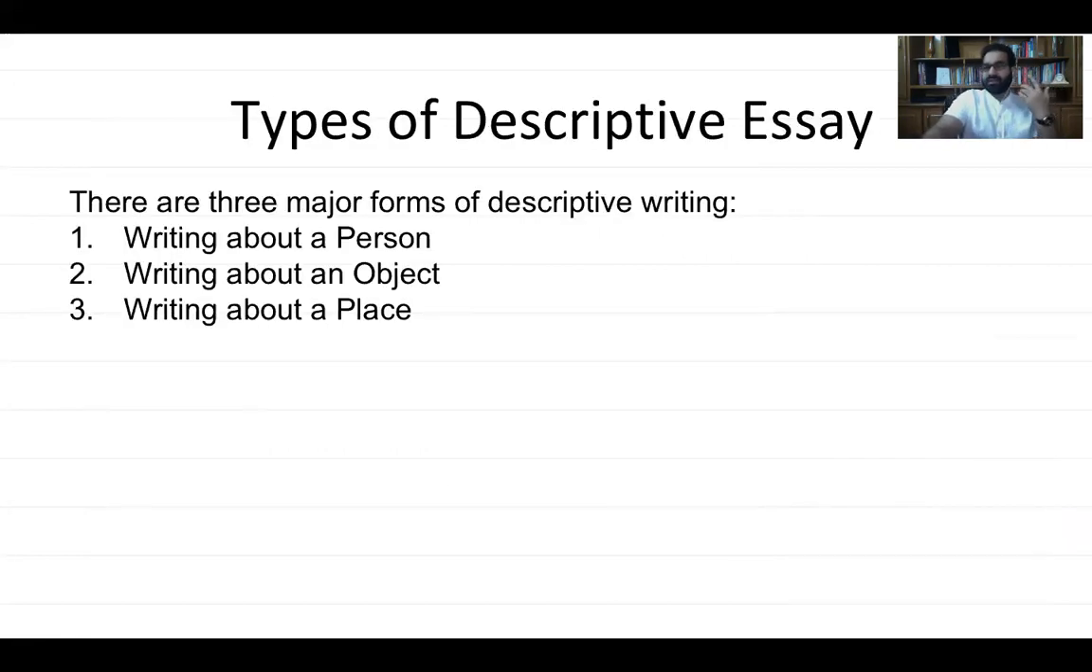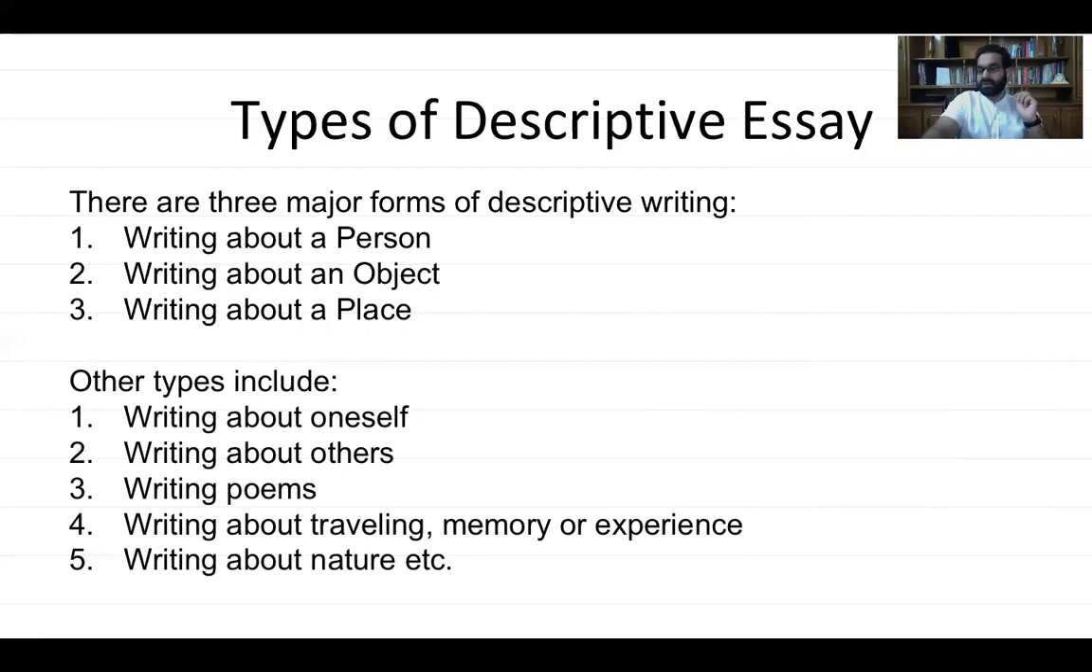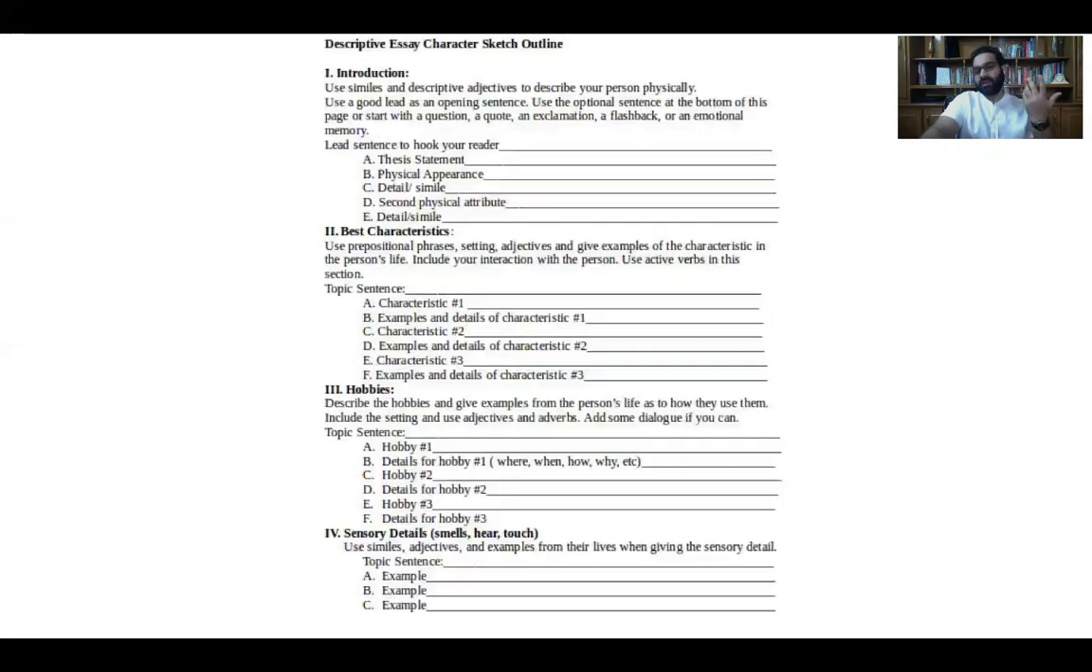There are three major forms of descriptive writing: writing about a person, writing about an object, and writing about a place, as we got to know from the examples down here. Other types include writing about oneself, writing about others, writing about poems, writing about traveling, memory or experience, and writing about nature. So these are the different types of descriptive essay. Now, how to write a descriptive essay? This is basically a sketch outline of what should be there exactly and how it should work.